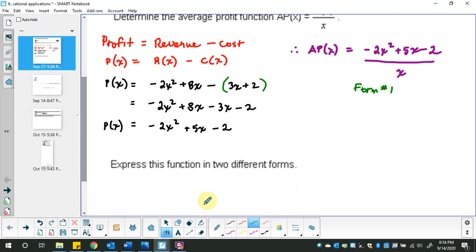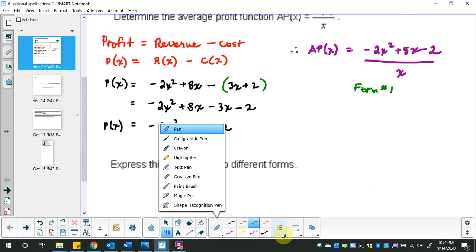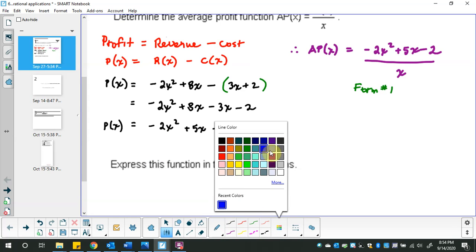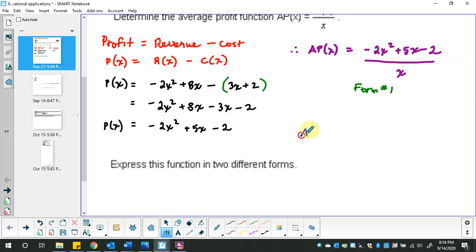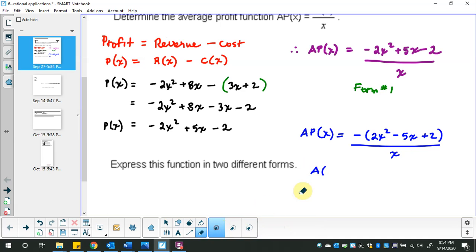So step number 1 is realizing that that numerator is factorable. It's a trinomial. It's a complex trinomial. So the first thing I'm going to do is take out a negative. And I'm not going to count that as form number 2 because I'm pretty sure I can do better than that. I should be able to factor the trinomial.